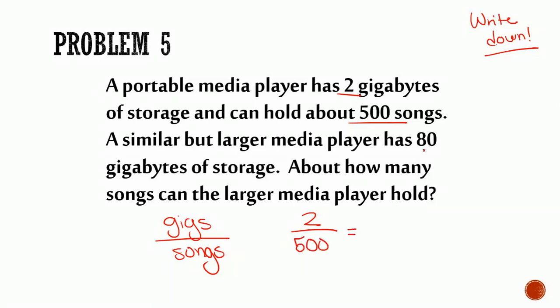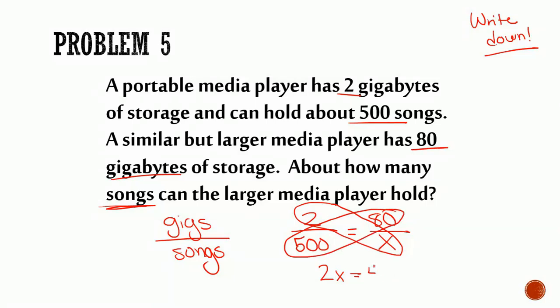Now we need to do the same thing. I've got 80 gigs, but I don't know how many songs. That's what I'm wanting to find, so that's got to be x. Now let's multiply across and do our cross product. 2 times x is 2x. 80 times 500 is 40,000. Looks like I need to divide by 2, so I'll get x equals 20,000. Now, it's a real-world problem, so make sure you label. About how many songs? So my label is going to be songs.